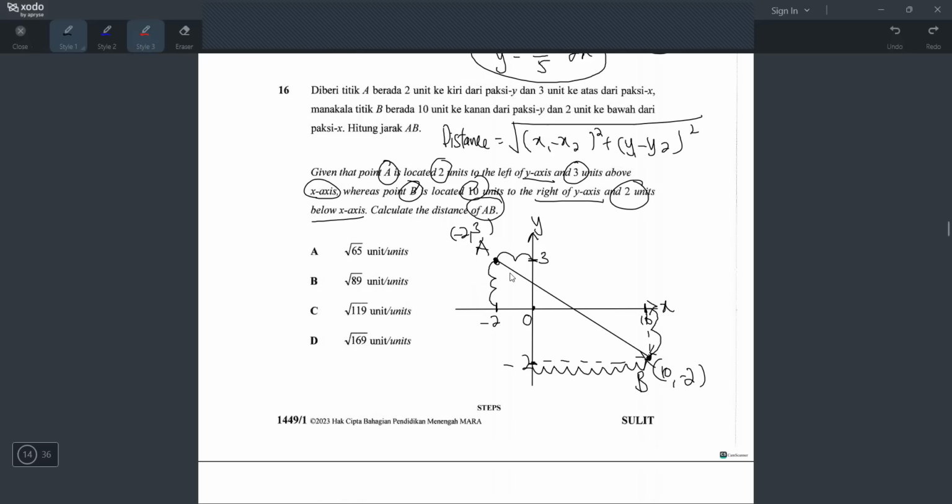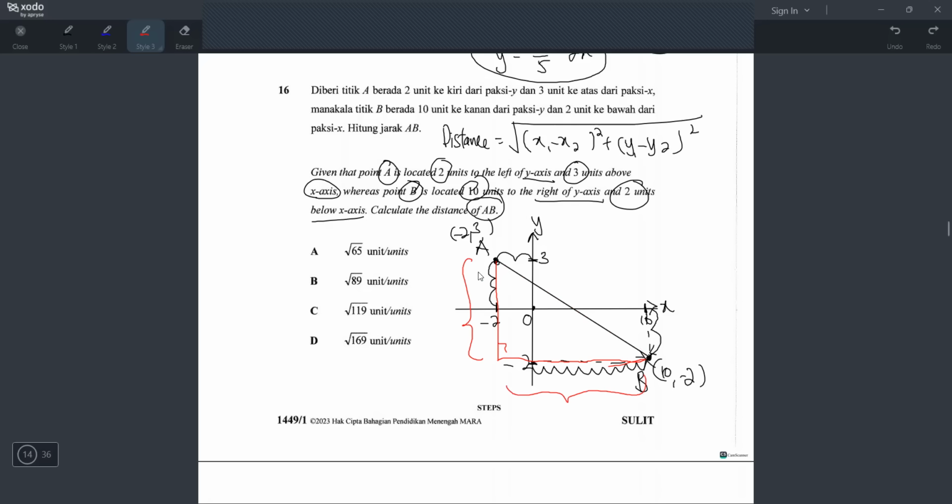So I'll use a red color, and then I'll draw out the right angle triangle for you. If you want to find the distance of AB, you will join a line like this and join the line like this so that it forms a right angle triangle. And once you form a right angle triangle, just get the vertical distance and the horizontal distance, and then you can use Pythagoras' theorem to find this distance. You understand, right? Because this is the length I want.